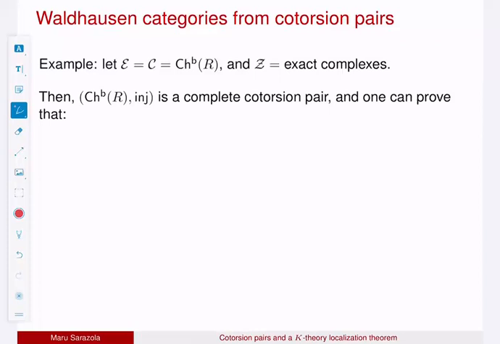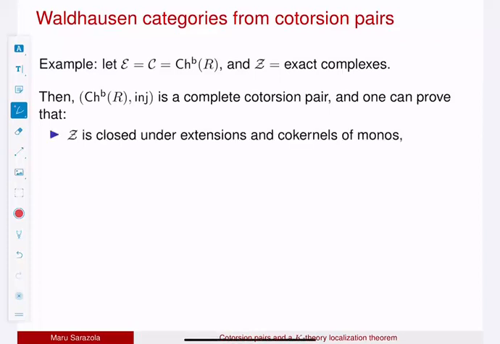And now for the other conditions, one can prove that exact complexes are closed under extensions and co-kernels of monomorphisms. One can actually prove more, because if you have a short exact sequence of chain complexes, you can prove that if any two of those objects are exact, then the third one is going to be exact as well. So we actually can prove something stronger than what we need in this case.